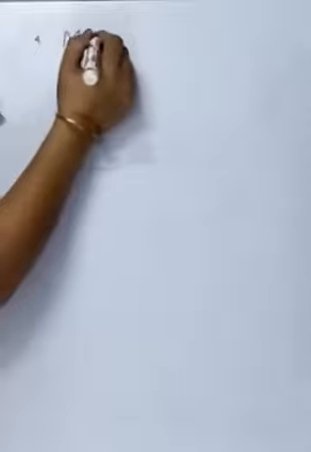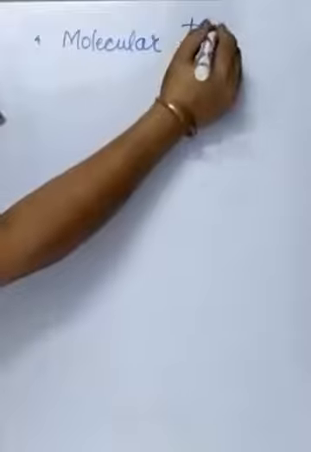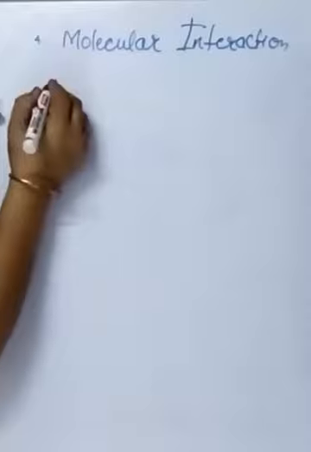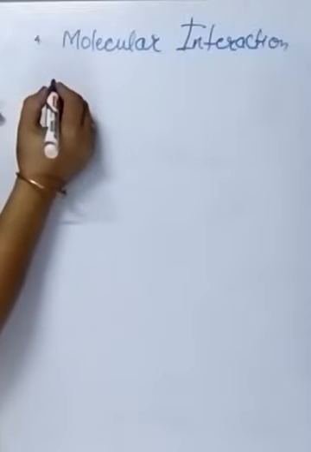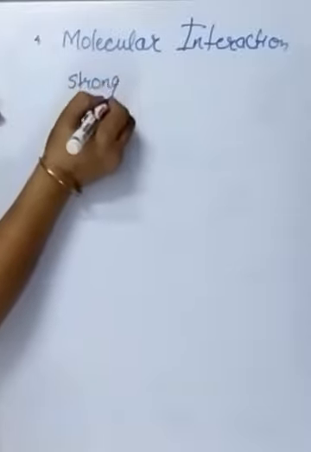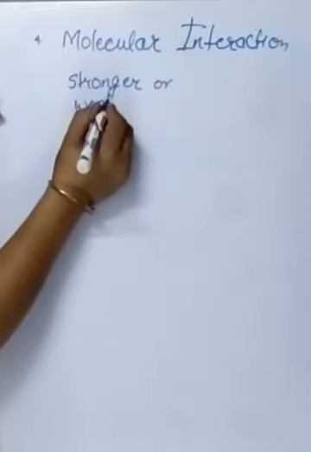Molecular interaction will also not be of the same order before and after mixing the two components. So the fourth characteristic is that the molecular interactions between the particles of the two components are not of the same order. Either they are stronger or they are weaker after mixing.